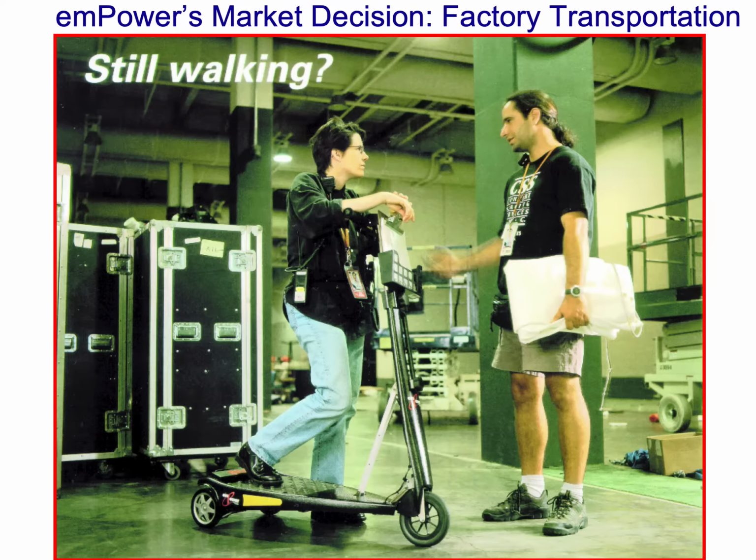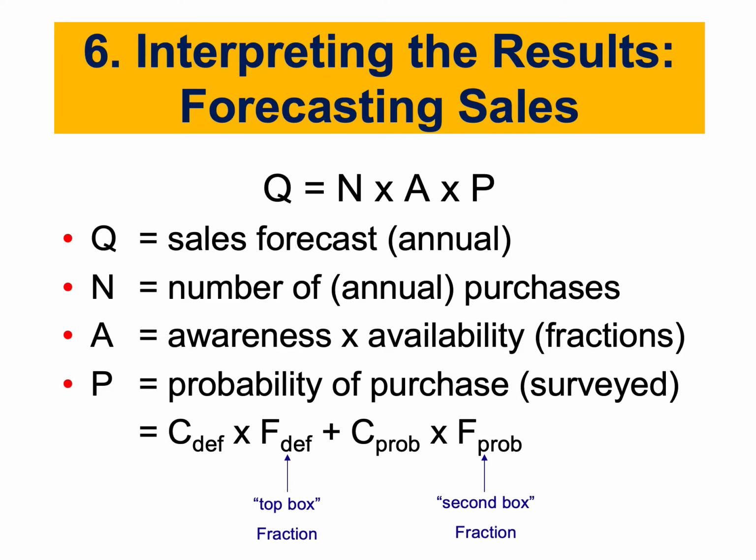We are continuing our discussion about concept testing as part of the product design and development course. In this video, we are going to discuss an example of calculating and forecasting sales. We're going to be using this formula that we discussed before in the section on interpreting the results: Q equals N multiplied by A multiplied by P.